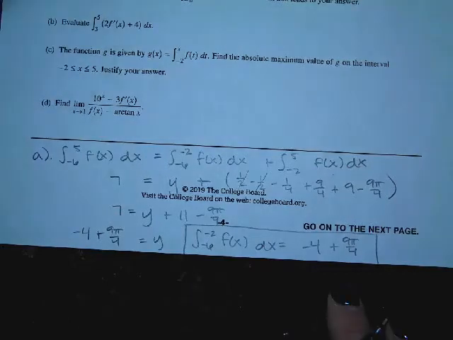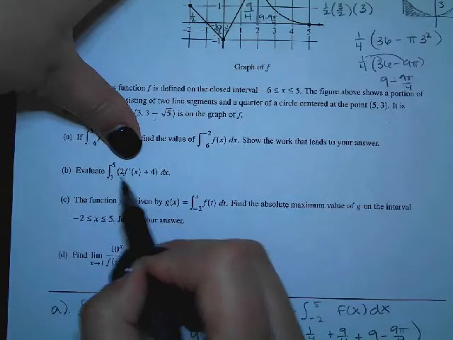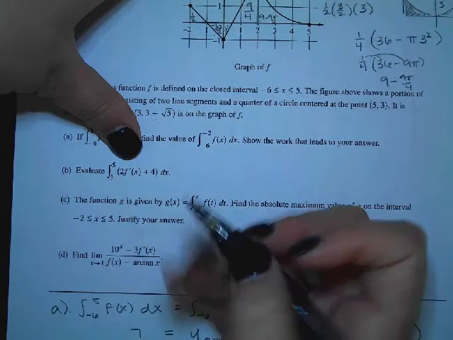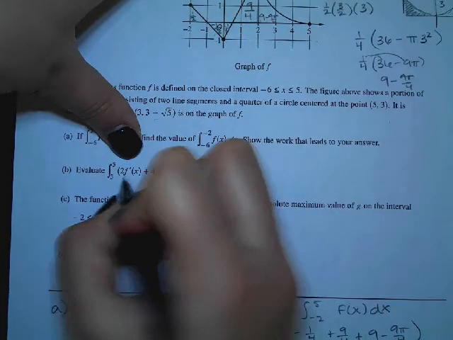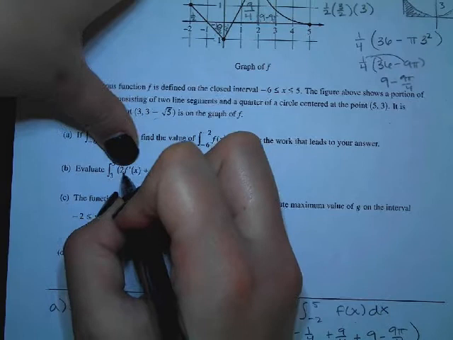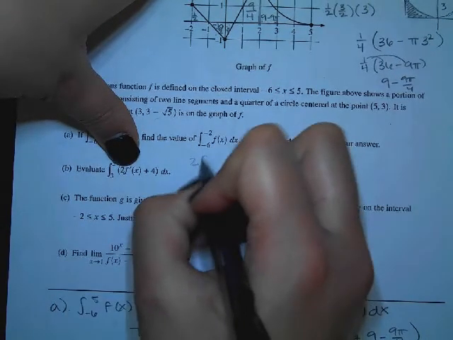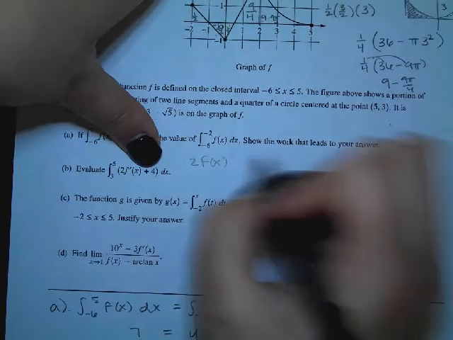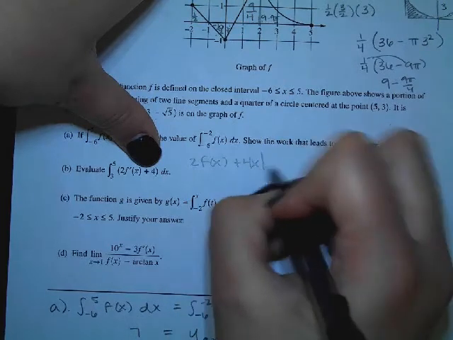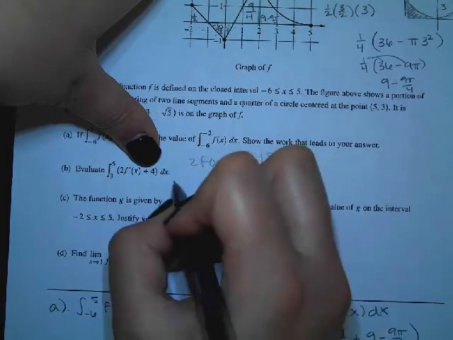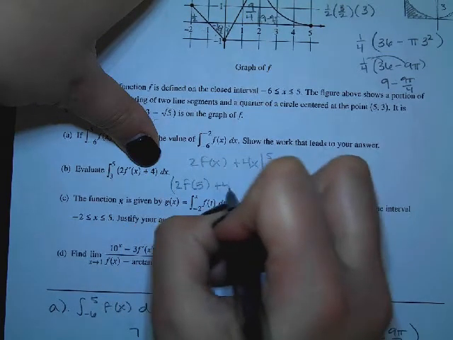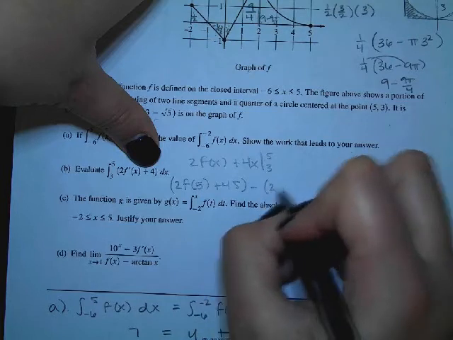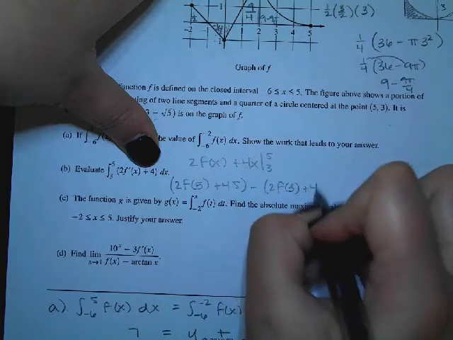All right. Next, for part B, we have the integral from 3 to 5 of 2 f prime of x plus 4. So this is just a straight up integration problem. The integral of 2 times f prime of x would just be 2f of x. The integral of 4 is 4x, and that's being evaluated from 3 to 5. And so that means I've got 2f of 5 plus 4 times 5 minus (2f of 3 plus 4 times 3).